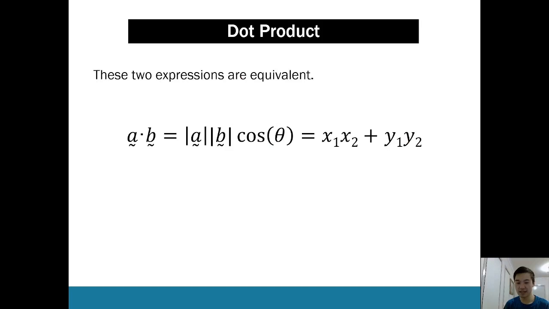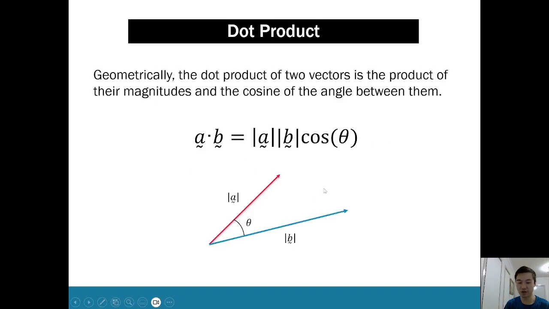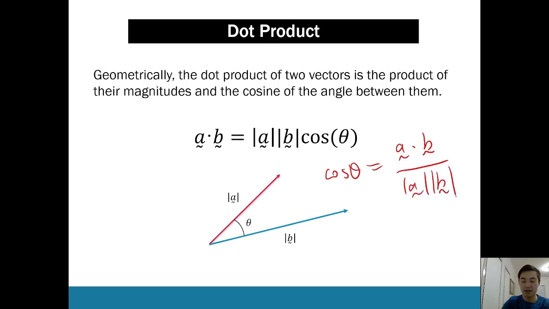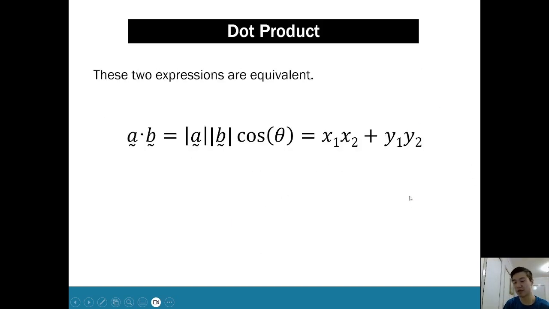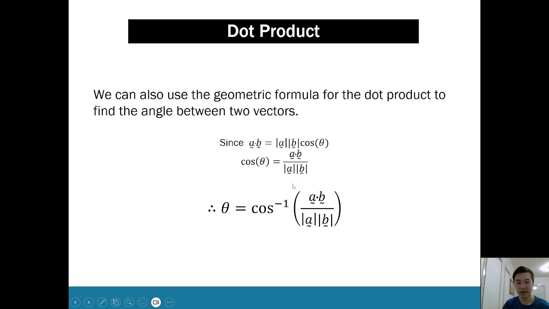Using this geometric formula for the dot product, we can rearrange it so that cos theta is equal to the dot product of A and B divided by the magnitude of A multiplied by the magnitude of B. So if you're asked to find the angle between two vectors, you can use this, just by rearranging the dot product formula, to help you find the angle between the two vectors.